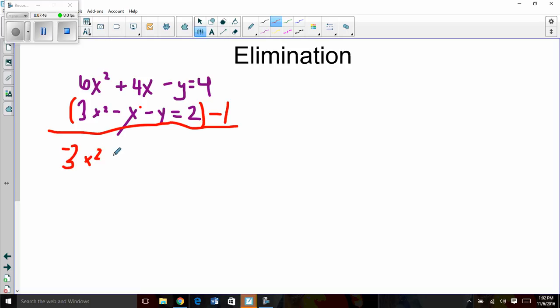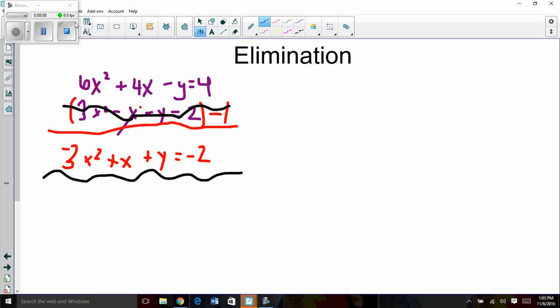Positive x, here's our positive y, and then equals, and you still have to do everything, so negative 2. So now, elimination, we're going to add all this up, and we got rid of this. We're going to add up the purple and the red down here. So 6x squared plus negative 3x squared is going to get us a negative 3. Oh, not a negative, excuse me, a positive 3x squared. 4x plus x is going to be 5x.